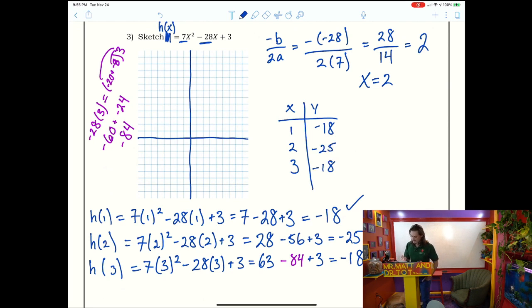So I'm going to count by 5s here, like this. When x is equal to 1, we're going to be at negative 18. So this is negative 5, negative 10, negative 15, negative 20. Then that would be about right here. At 2, we're at negative 25, so that would be about right here. At 3, would be about negative 18. So we can sketch out a rough graph like this.